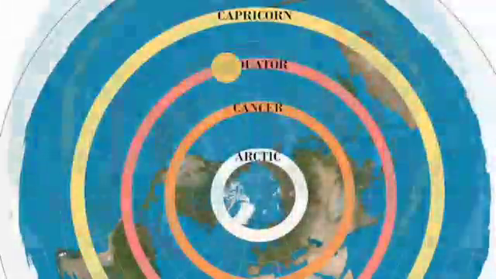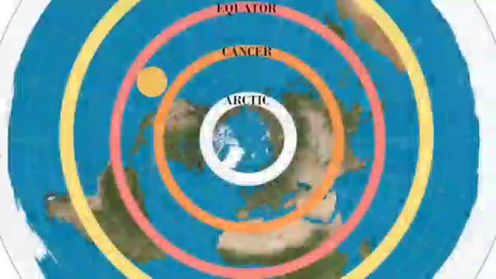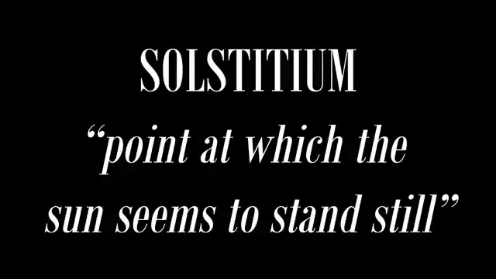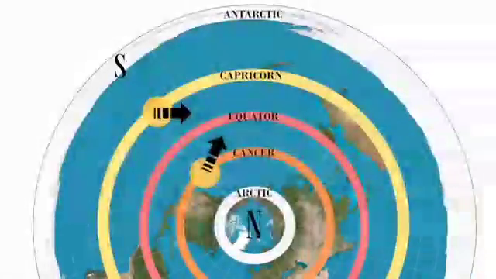The point at which the sun reaches its most northerly and southerly excursion relative to the equator is called the solstice. Solstice comes from the Latin word solstitium, which means point at which the sun seems to stand still. And indeed, many do note that the sun seems to stop on the solstices. And this is because, in a sense, it does. It reaches the most northerly and southerly excursion and turns back.